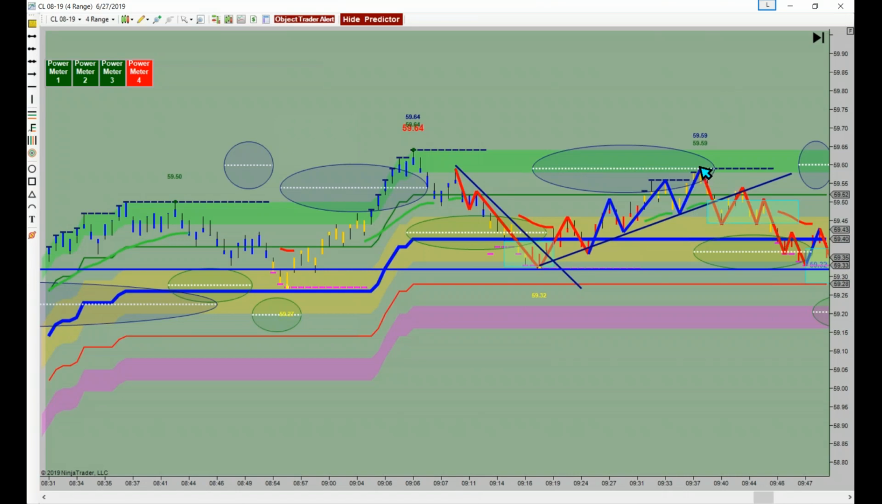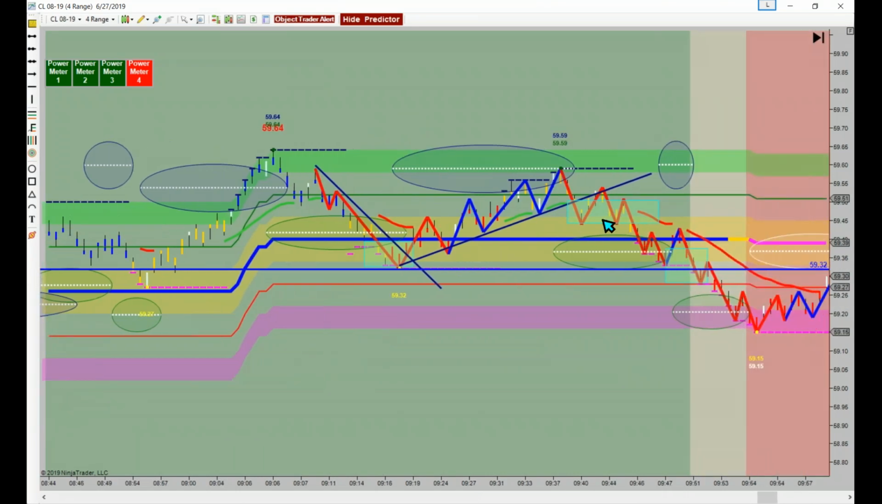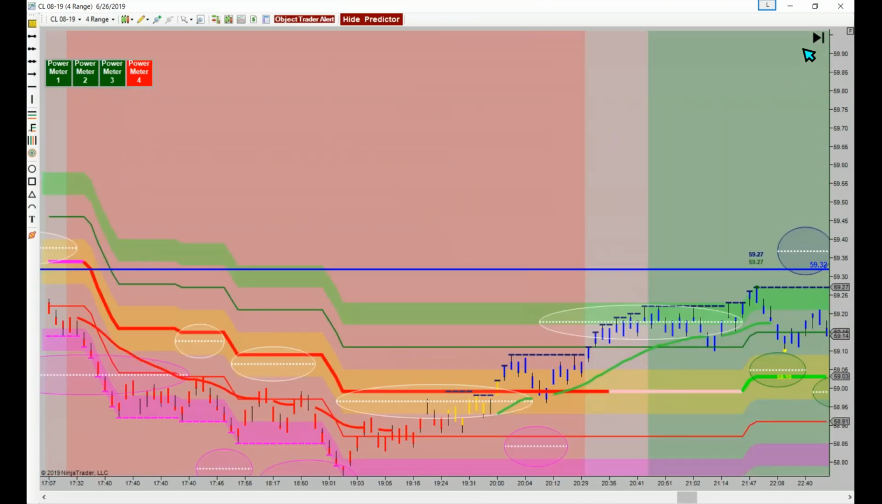Okay, you don't know it's stair-stepping down until you get a high, a low, a lower high, and then you break and get that lower low. And then you could have actually shorted that, yes. Okay?